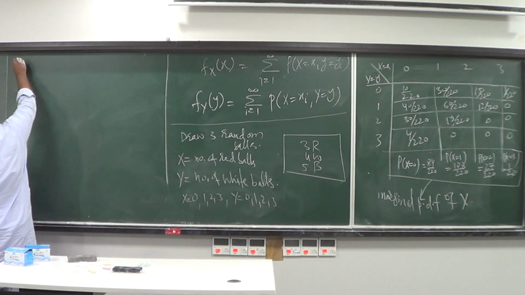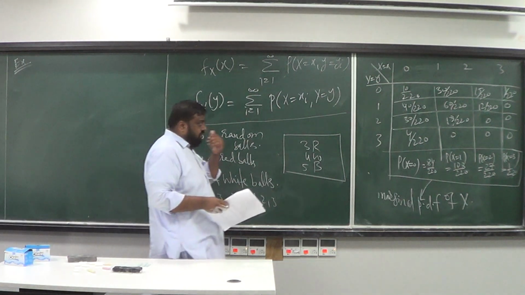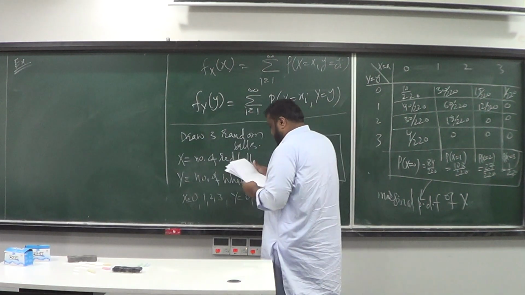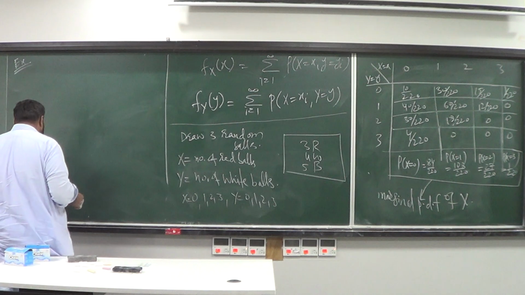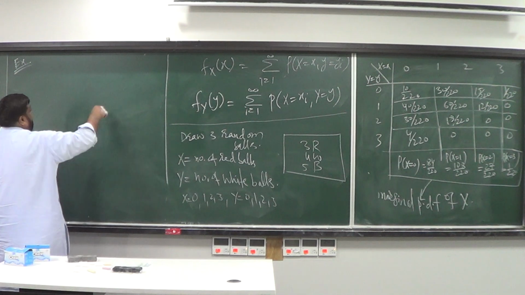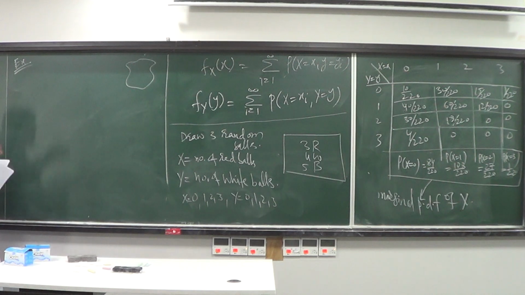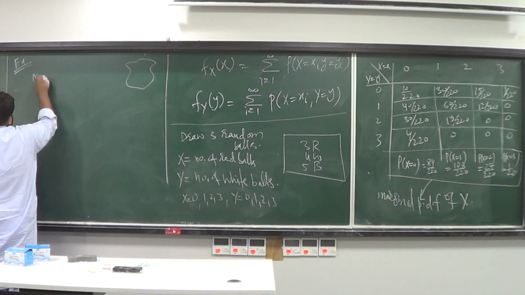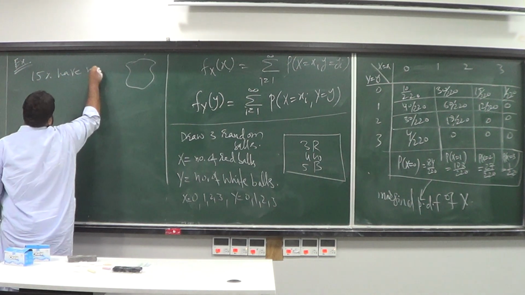So here is another example. We will make another table of it, and then we will move on to a bit more sophisticated stuff. Imagine that 15% of the families in a certain community, a country or a place or a region, have no children. So 15% have no children.